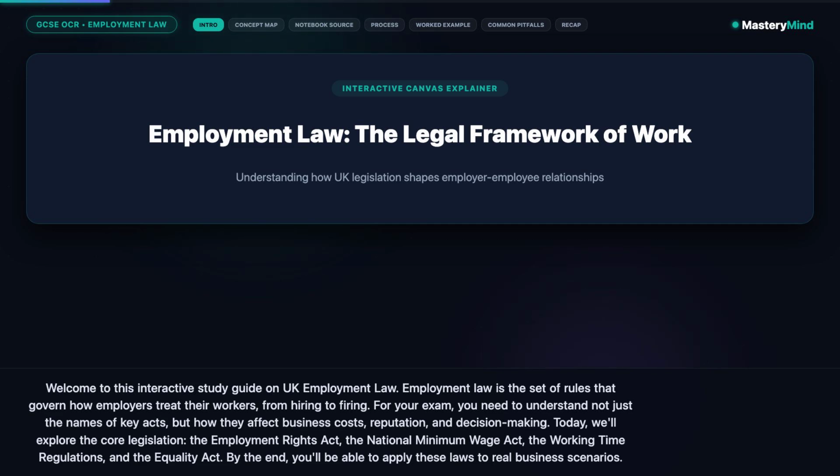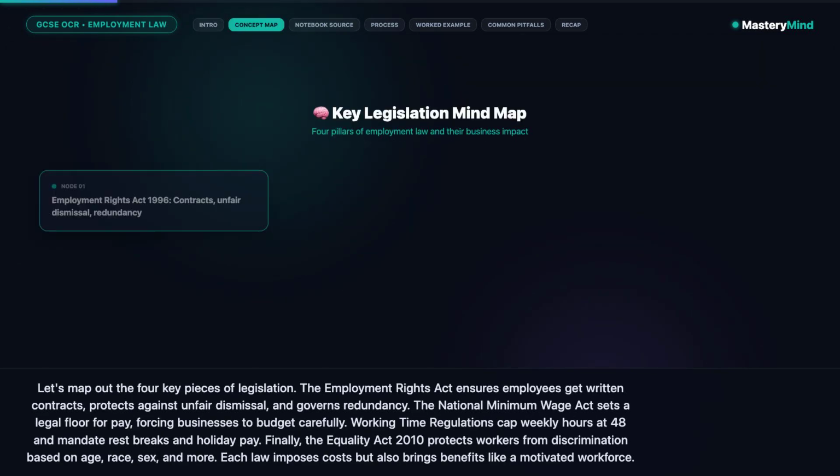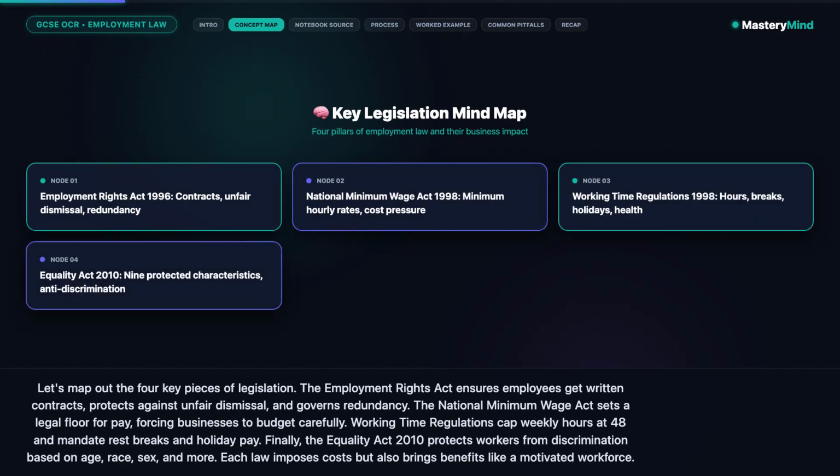Let's map out the 4 key pieces of legislation. The Employment Rights Act ensures employees get written contracts, protects against unfair dismissal, and governs redundancy. The National Minimum Wage Act sets a legal floor for pay, forcing businesses to budget carefully. Working time regulations cap weekly hours at 48 and mandate rest breaks and holiday pay. Finally, the Equality Act 2010 protects workers from discrimination based on age, race, sex, and more. Each law imposes costs but also brings benefits like a motivated workforce.